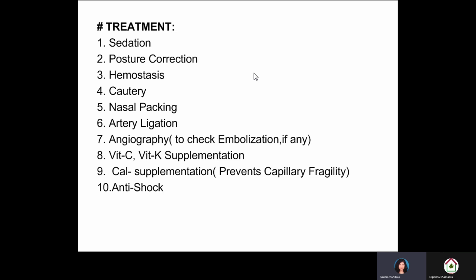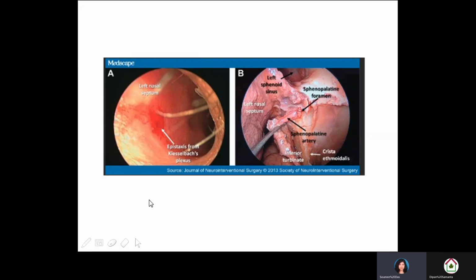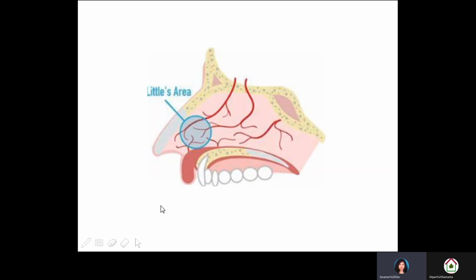Why? Because if there is excessive bleeding, the patient might go into hypovolemic shock. Okay, hypovolemic shock or anemic shock. So in that case, we have to take care of the patient so that he or she does not undergo shock. That means the blood volume should be maintained. See, this is the Little's area for epistaxis from Kisselbach's plexus. So this is the Kisselbach's plexus. Okay. This is the Little's area. And this is the Kisselbach's plexus.